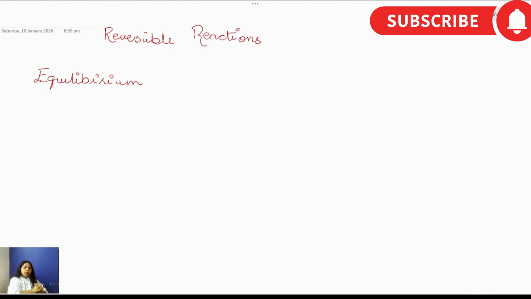Before discussing the equilibrium, we should know about the exothermic reaction and the endothermic reaction. Because when we talk about temperature, we need to talk about whether the heat is absorbed or released. So what are exothermic reactions?